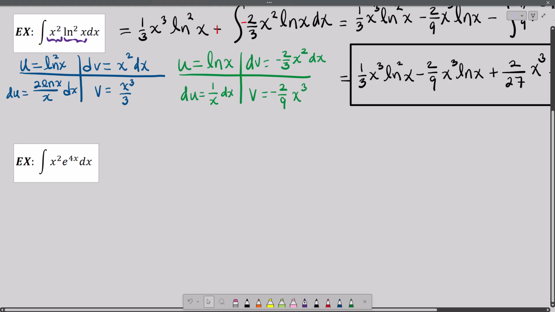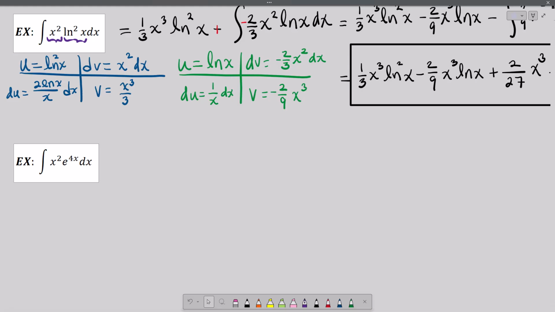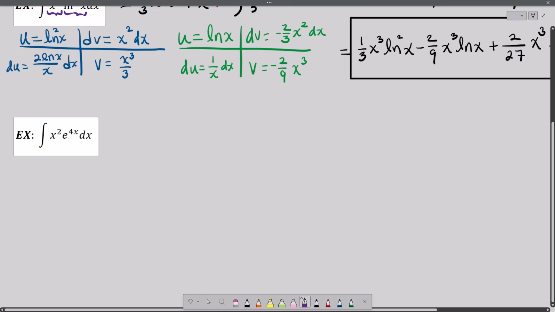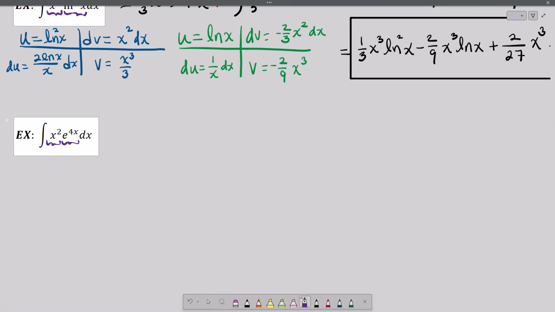Okay, here's another one. We might be getting into this habit of saying, oh, the power of x actually feels like it should be going with the dv all the time. Well, let's take a look at this one. So once again, we see two functions. In our mind, we're thinking, okay, the x squared and the e to the 4x, one's going to go with u, one's going to go with dv. We have those two choices.